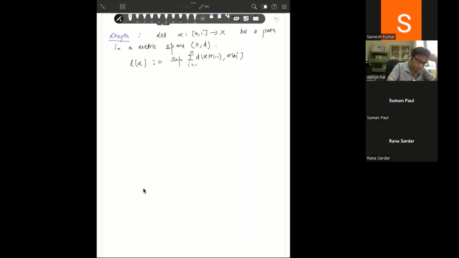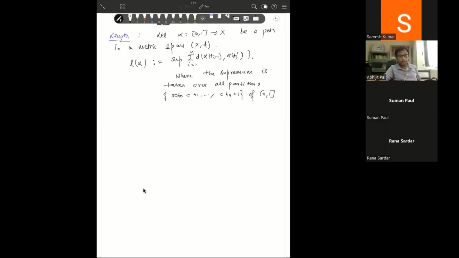Where the supremum is taken over all partitions of this closed interval. Okay, so this is my definition of length in a general metric space, right?